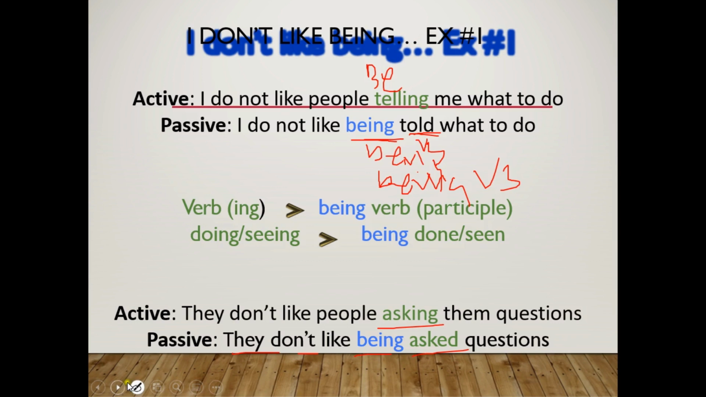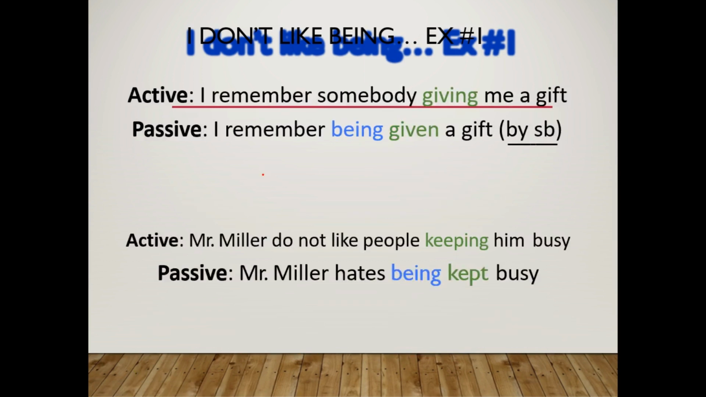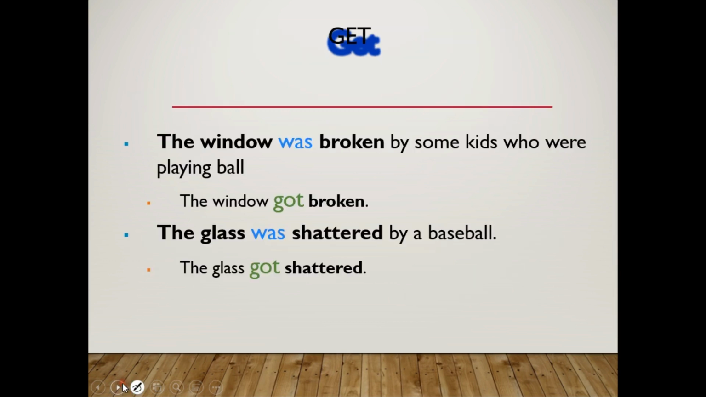Alright. Next. Another example. I remember somebody giving me a gift. I remember somebody giving me a gift. Okay? Giving, being given, verb 3. Mr. Miller does not like people keeping. Being kept. Okay?